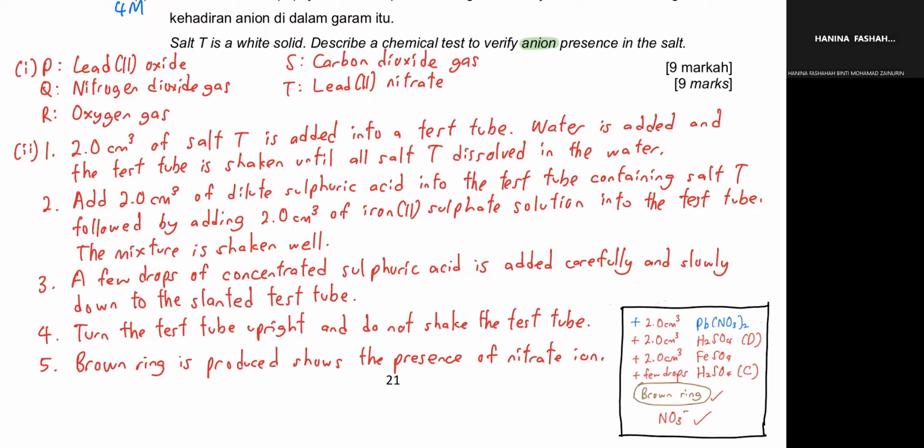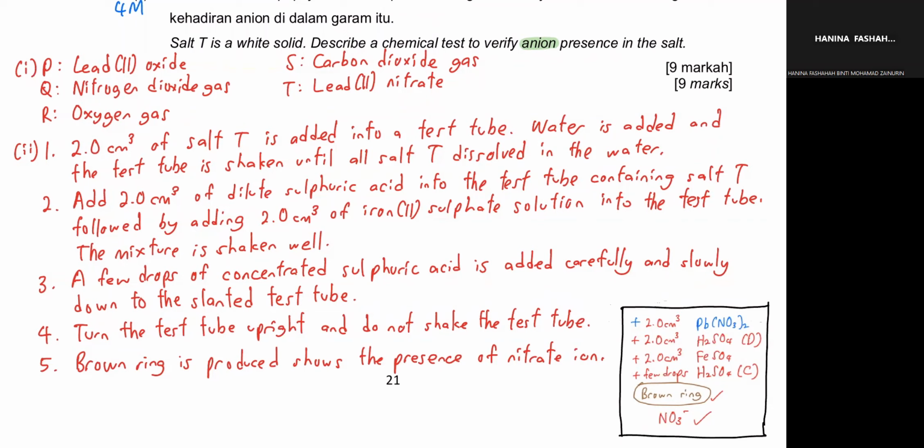Now, if you notice, all here 2 cm cube, 2 cm cube, 2 cm cube, except I wrote here few drops because very thick, very concentrated. You don't need to add so much. Just add drop by drop, little enough. A few drops of concentrated sulfuric acid is added carefully and slowly down the slanted test tube. Slanted means the test tube is tilted like this one.